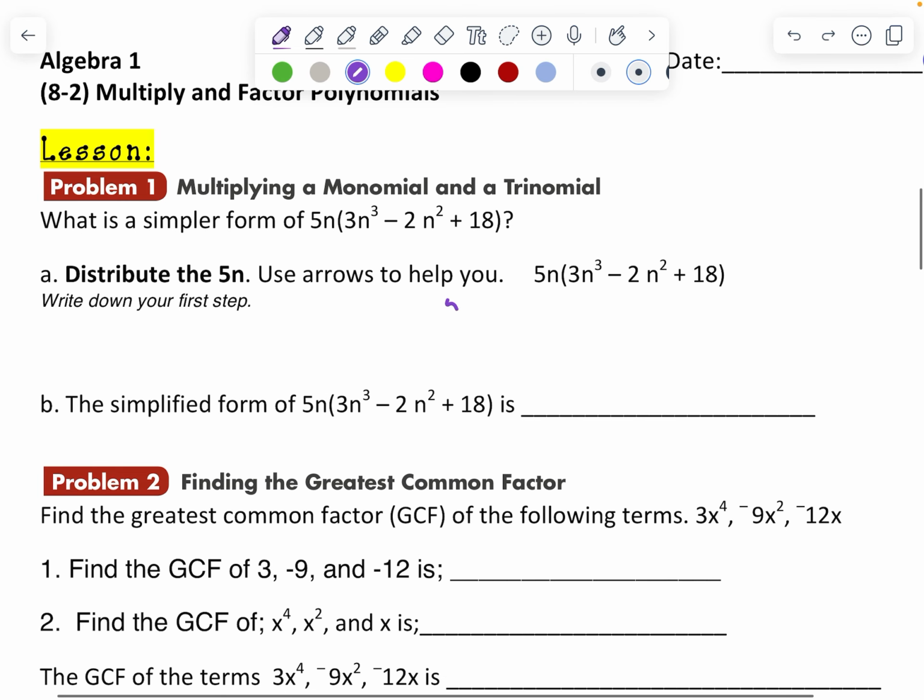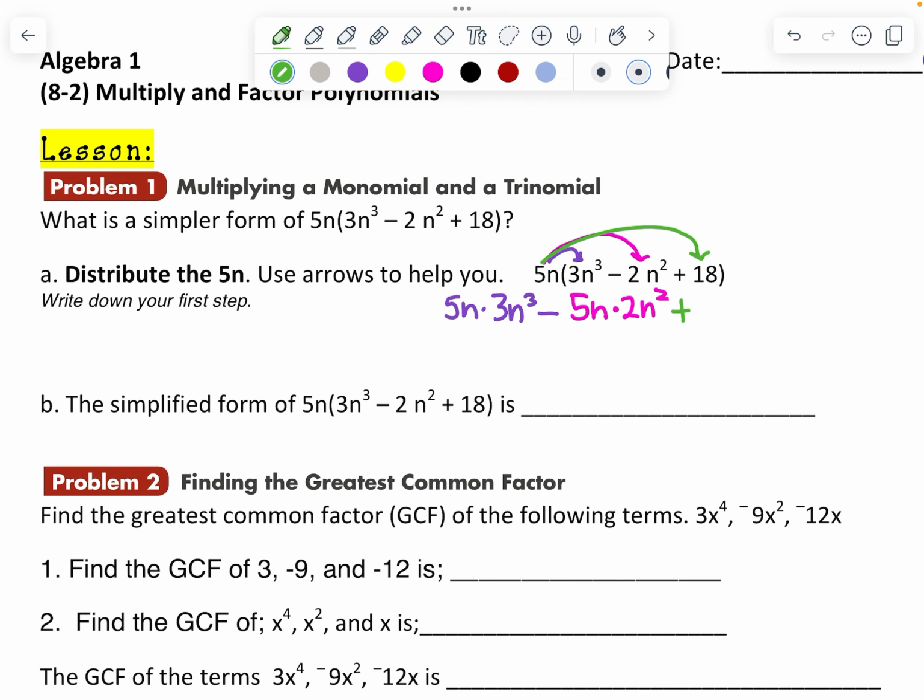So we're going to distribute, but I'm going to say 5n, we're going to multiply times 3n cubed. And then we're going to stick that minus sign in, and then we have 5n times 2n squared, and then we end up here with 5n times, so it's plus 5n times 18. Okay, so now when I multiply these together, I hope you can see the number factors go together, and we did a lot of work on that, so hopefully you'll see what I get here. So then the second part, so I distributed the 5n, check, that's the first step. The simplified form is going to be this.